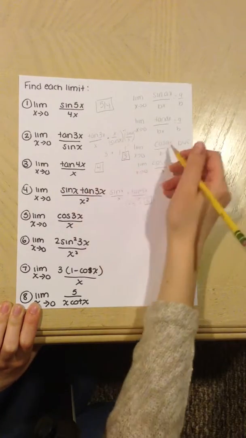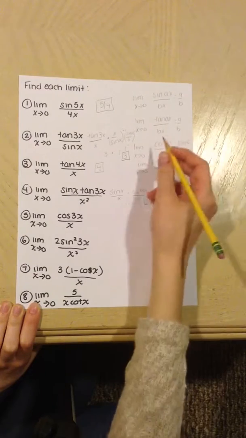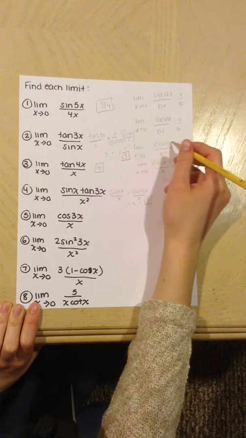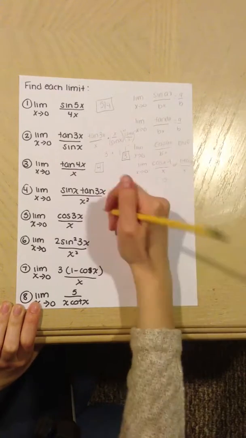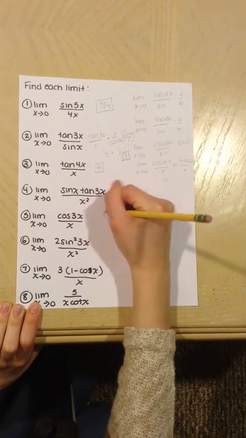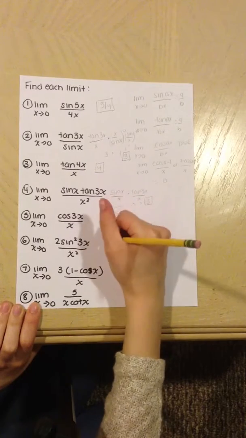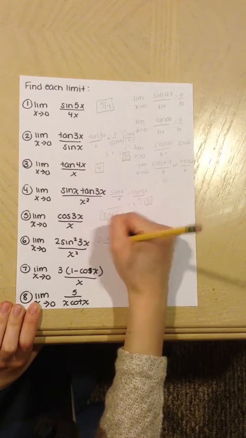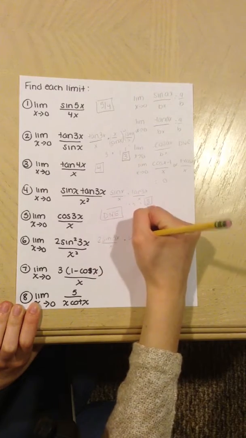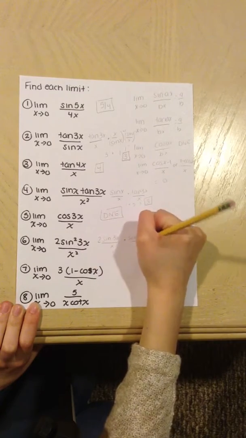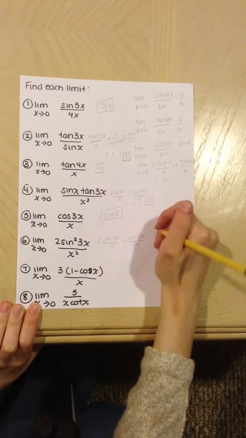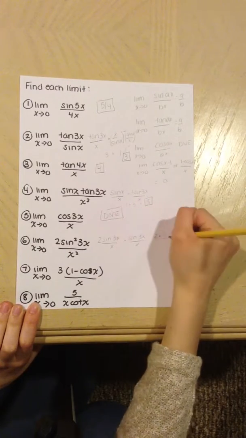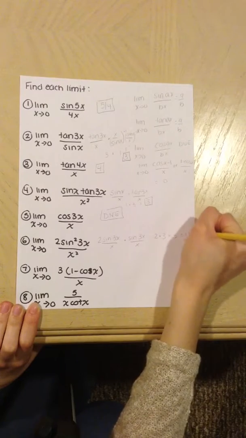For this one, this will be this rule. Limit as x approaches 0 for cos of ax over bx. It does not exist. For this one, we could break it up to sine 3x over x times sine 3x over x. So now we'll have 2 times, this will be 3 times 3, which equals 18.